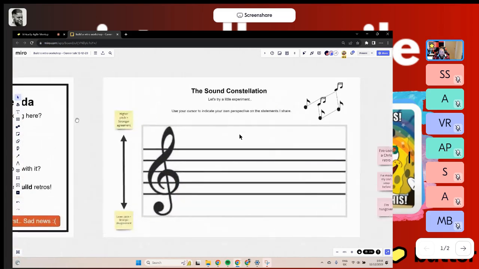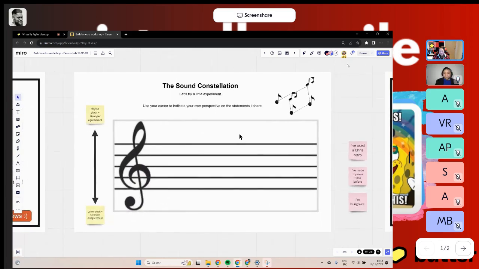Now, I want to do a bit of a technique with you, a sound constellation. This will help me gauge where you currently are. So bringing you all to here, on my screen, I should be able to see your cursors moving. This is a sound constellation. Okay, so the closer your cursor is to the top of this stave, the top of this bar here, the more strongly you agree with the statement I'm about to say. The more strongly you disagree, your cursor should be at the bottom, right? So just move it up and down and demonstrate that you understand. So move the cursor up and down so we know top of the scale means strongly agree, bottom of the scale means strongly disagree.